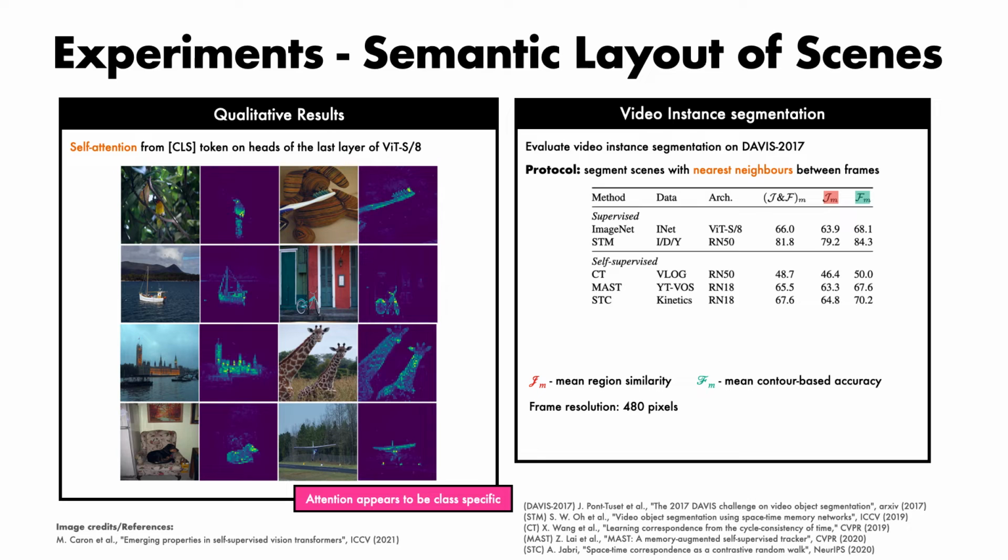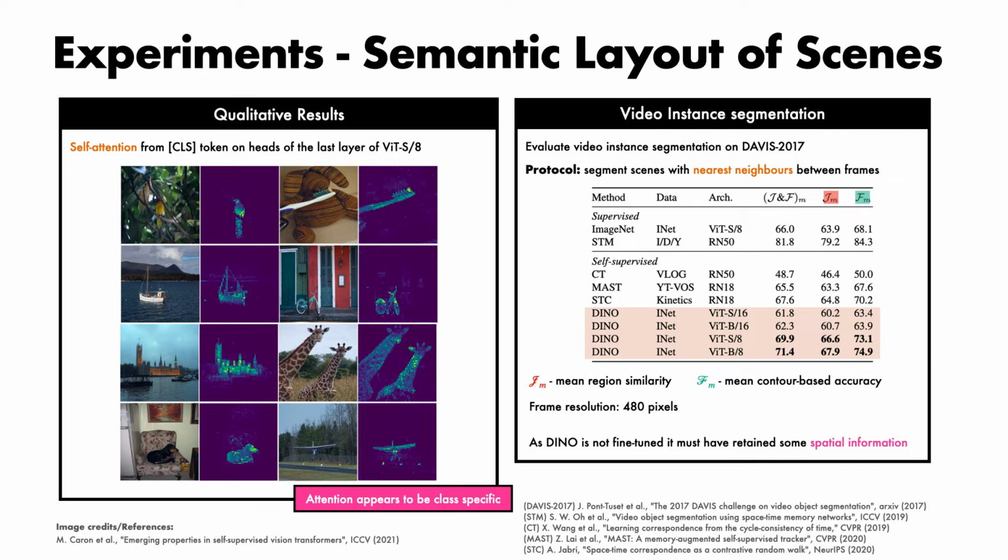DINO trained on ImageNet with ViT-S/16 and ViT-B/16 attains reasonable performance, and sees a substantial gain when switching to smaller patch sizes with ViT-S/8 and ViT-B/8. One takeaway from these experiments is that since DINO is evaluated without fine-tuning, the learned features must have retained some form of spatial information.